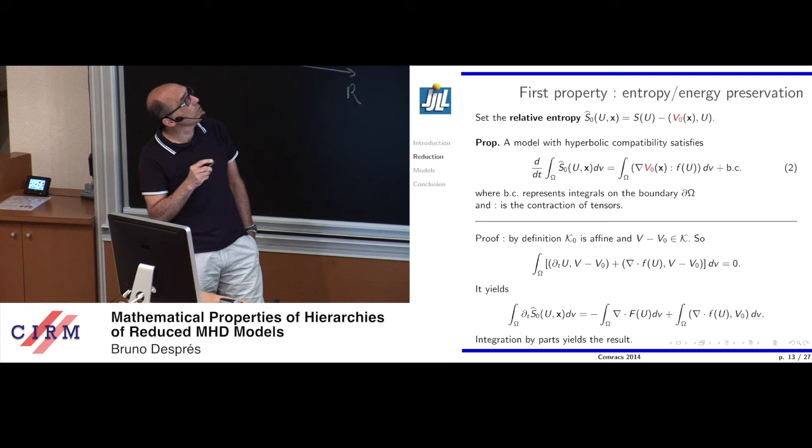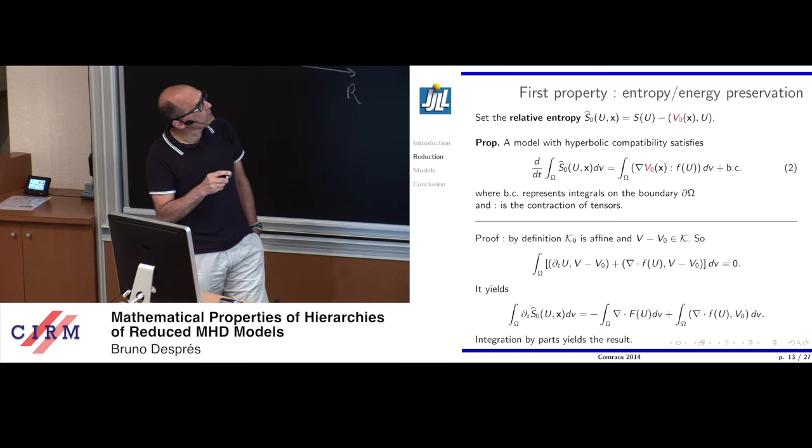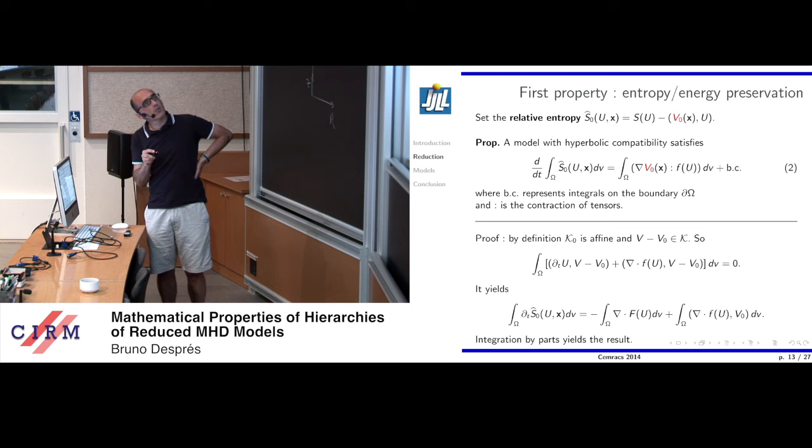Why? Because when you compute the derivative of this, you have the derivative of S, which is dtu scalar V. And here you have the derivative of this, which is dtu V naught. But V minus V naught is in K. And you have the same for the fluxes, which I do not describe.